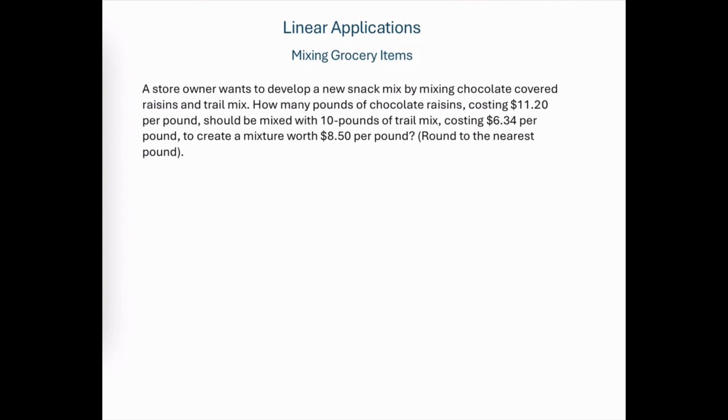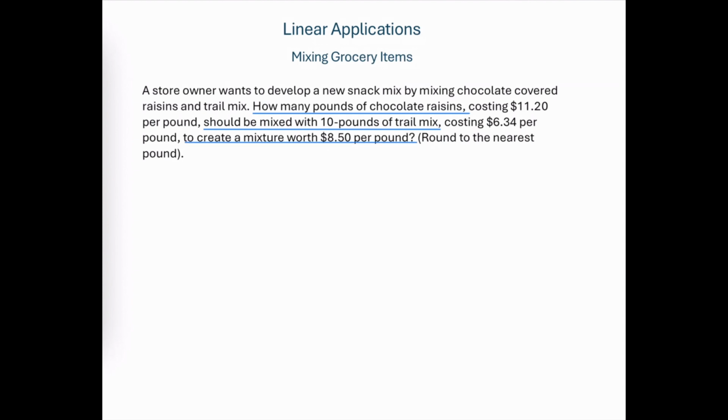A store owner wants to develop a new snack mix by mixing chocolate-covered raisins and trail mix. How many pounds of chocolate raisins, costing $11.20 per pound, should be mixed with 10 pounds of trail mix costing $6.34 per pound to create a mixture worth $8.50 per pound?